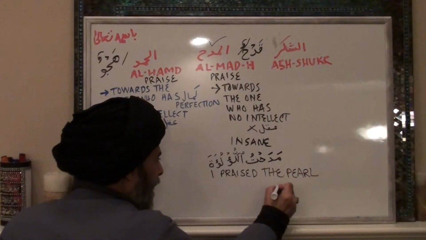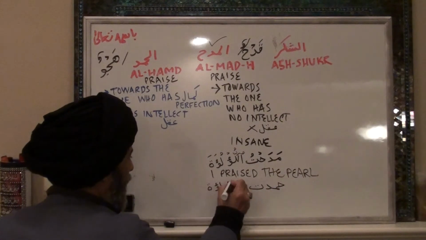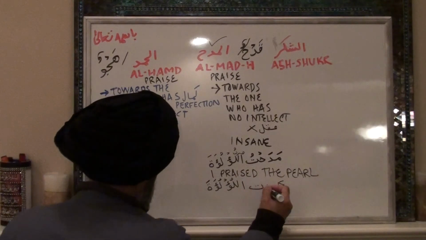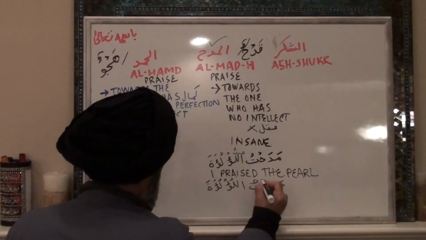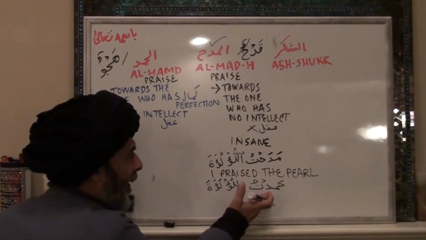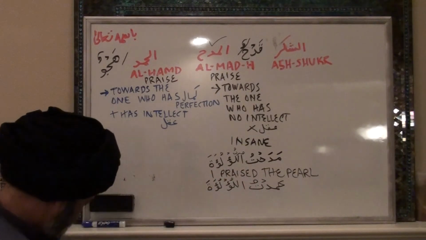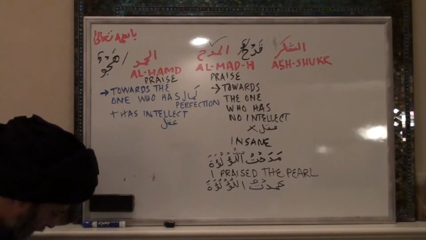But you can never say hamadtul lu'lu'a. You can never say that I praise the pearl by using the word hamd in Arabic. A pearl doesn't have intellect. It doesn't make any sense to use the word hamd for a pearl. So this gives us the idea towards the direction we are going, towards Alhamdulillah Rabbil Alameen.